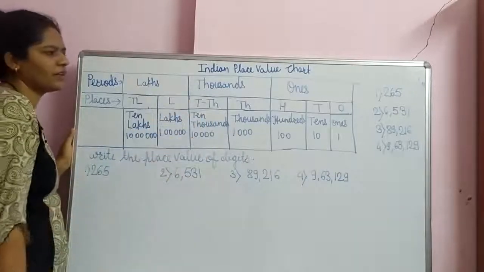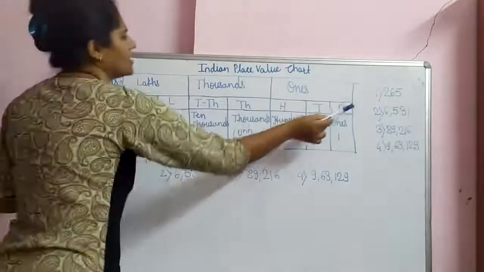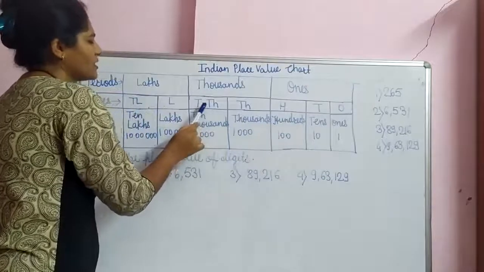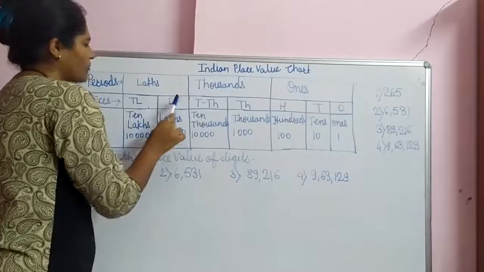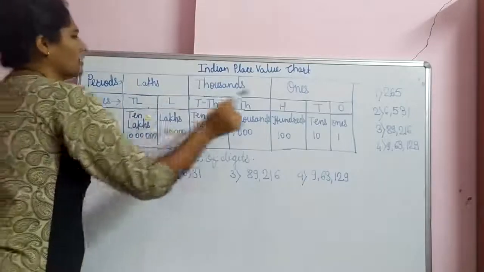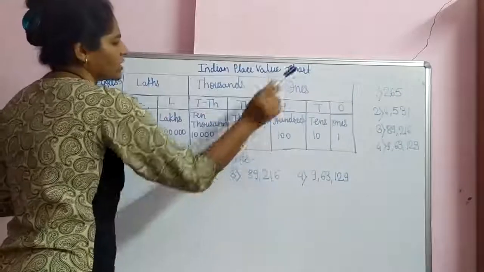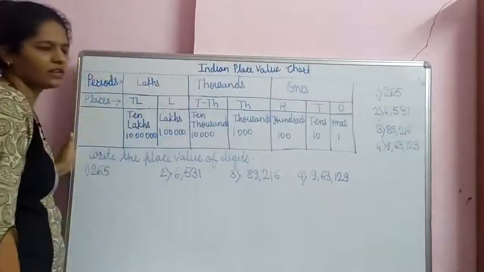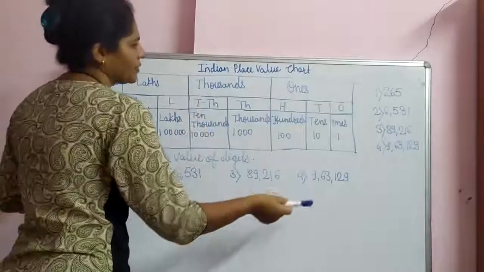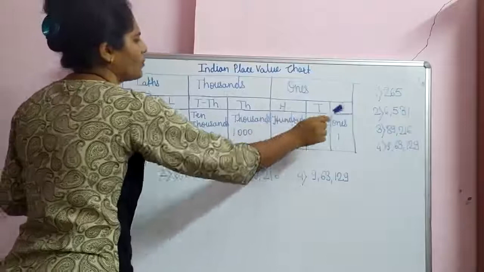In the ones period, 3 places are there. Which are the places? Ones, tens, 100, 1000. This TH means 10,000. L means lakhs and TL means 10 lakh. So these all are the places and these three are the periods. In the ones period there are 3 places: ones, tens and 100. This is the ones period.